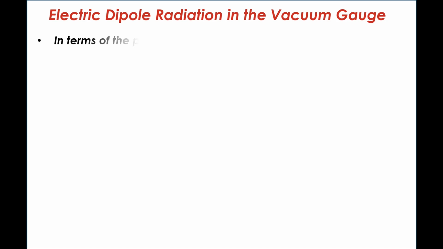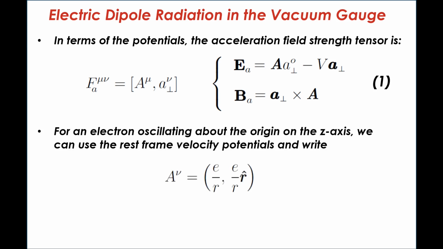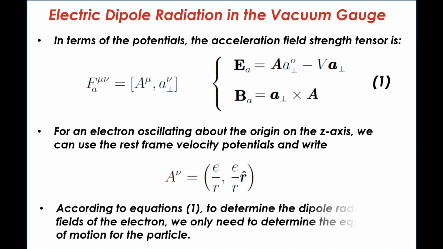To do this, we write the acceleration field strength tensor and determine simple formulas for electric and magnetic acceleration fields. Now suppose our electron undergoes small oscillations on the z-axis of a coordinate system. To determine the acceleration fields of this particle, we only need the rest frame vacuum gauge potentials, which we show here.